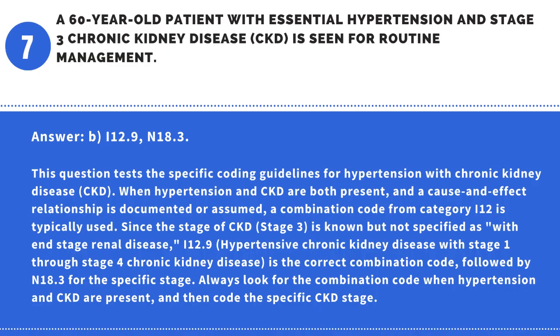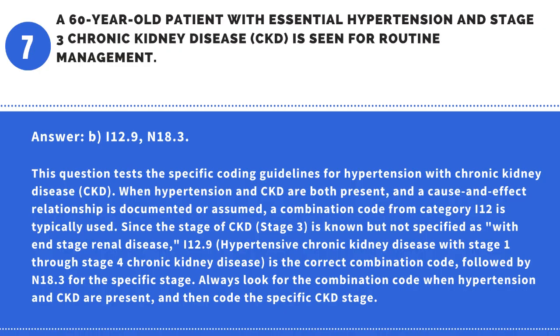I12.9, N18.3. This question tests the specific coding guidelines for hypertension with chronic kidney disease, CKD. When hypertension and CKD are both present, and a cause and effect relationship is documented or assumed, a combination code from category I12 is typically used. Since the stage of CKD, stage 3, is known but not specified as end-stage renal disease, I12.9, hypertensive chronic kidney disease with stage 1 through stage 4 chronic kidney disease, is the correct combination code, followed by N18.3 for the specific stage.